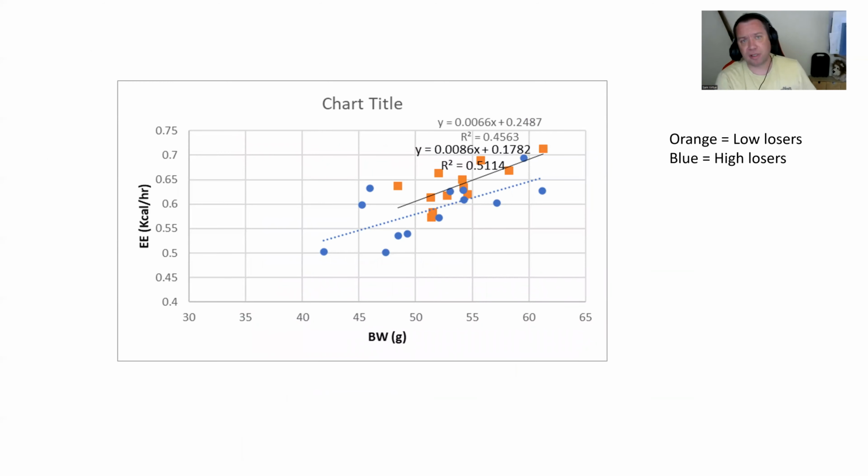Okay, so let's have a look at the data from these runs, and let's plot a body weight energy expenditure graph. In here, the orange are the low losers, the mice which lost less weight, and the blue is the high losers, the mice that lost more weight. And you can see there is actually an offset between the 2 runs, and the high losers have a lower metabolic rate. Body weight, energy expenditure, this line is below.